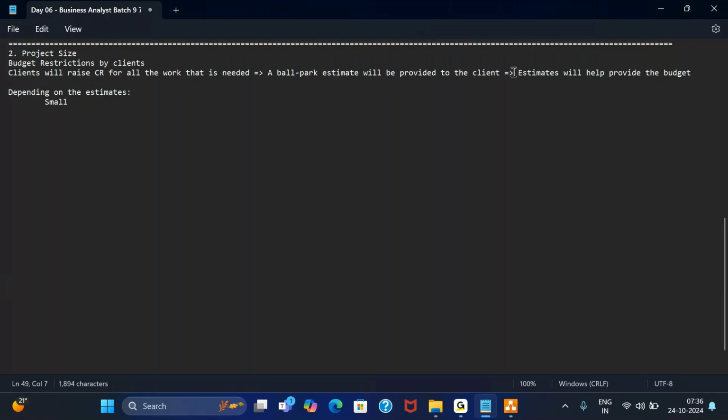The first one is small projects. These are the projects that are typically less than or equal to 500 hours of estimate. When I say 500 hours, I am talking about the entire development team. Not just BA, not just developer, not just QA, the entire development team's efforts. So 500 hours is basically the effort of everyone, development plus management as well.